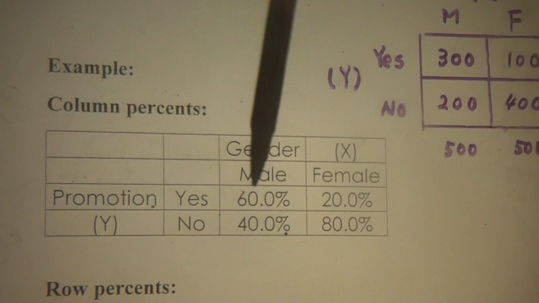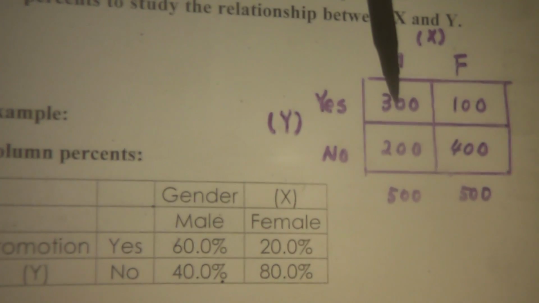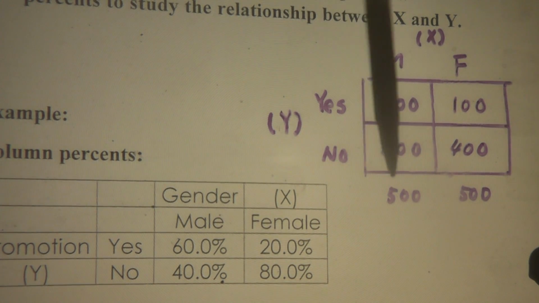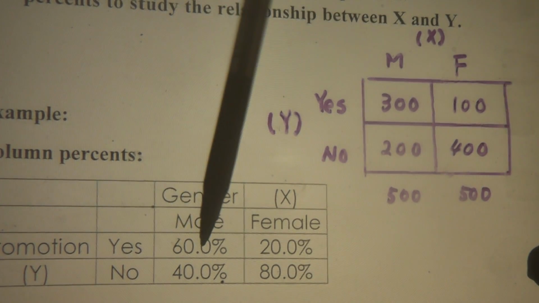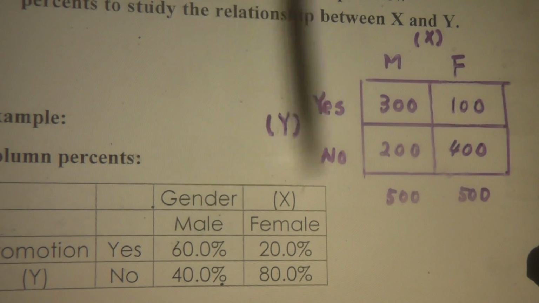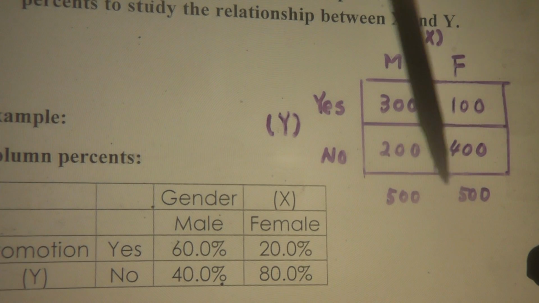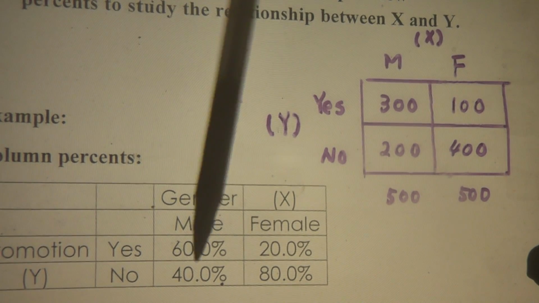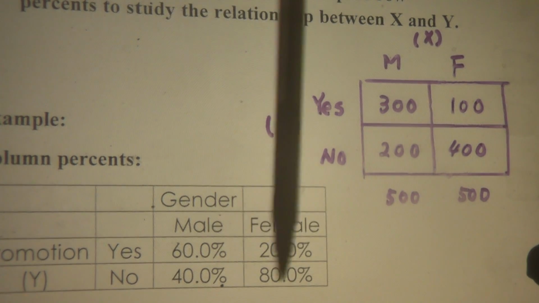How do we get these numbers? The number is obtained by 300 divided by 500, which is 60%. 200 divided by 500 is 40%. 100 divided by 500 is 20%. 400 divided by 500 is 80%. So this is what we call column percents.